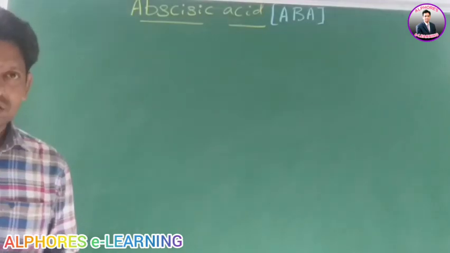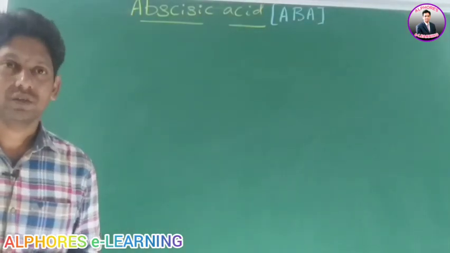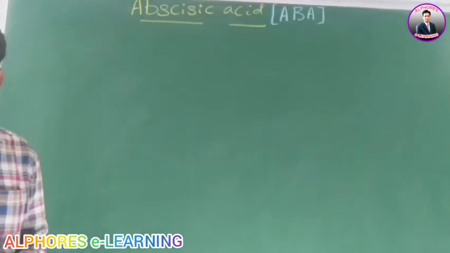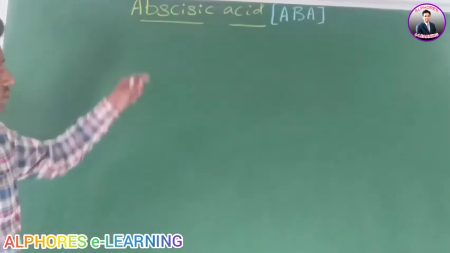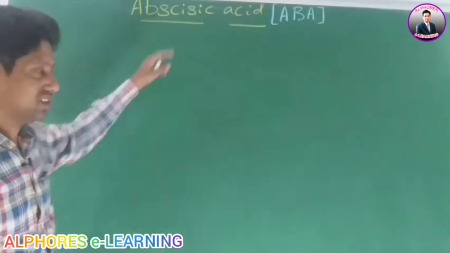Good morning, students. We are discussing plant growth regulators, right? Till now, we completed auxins, gibberellins, cytokinins. Today, we are going to discuss abscisic acid.